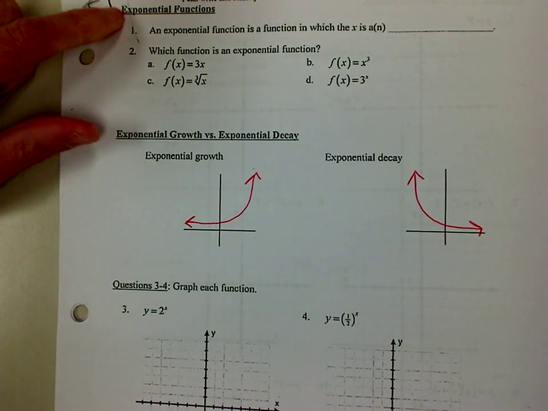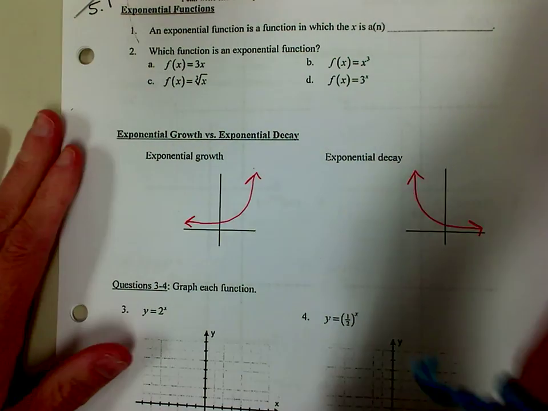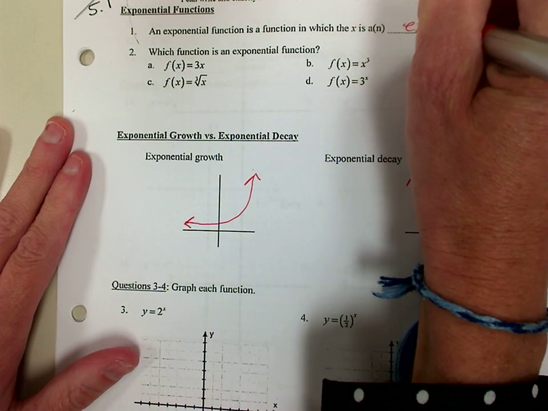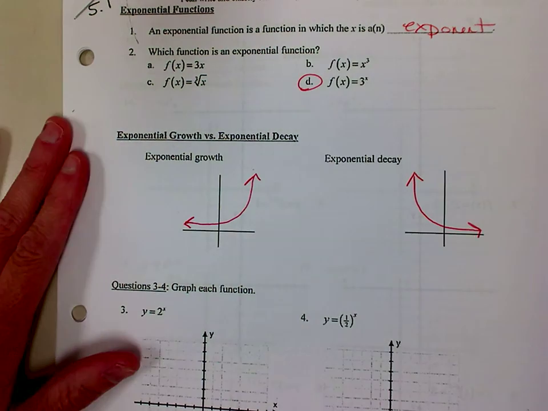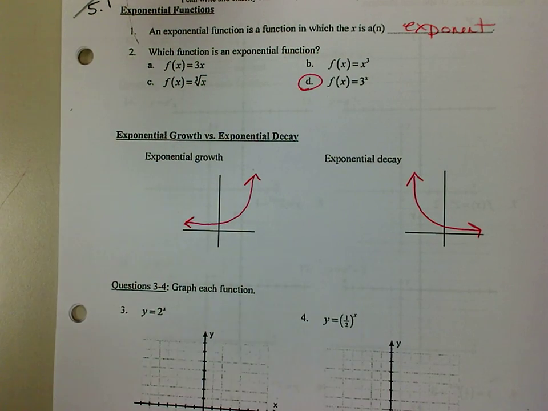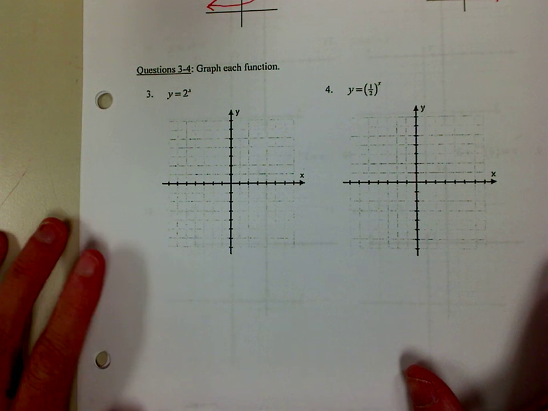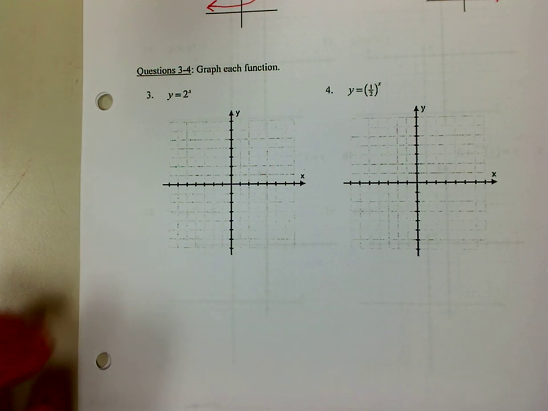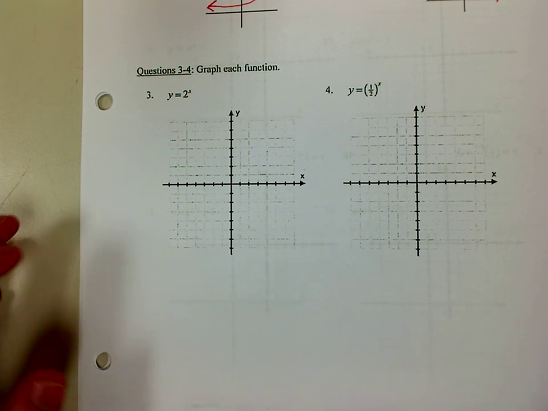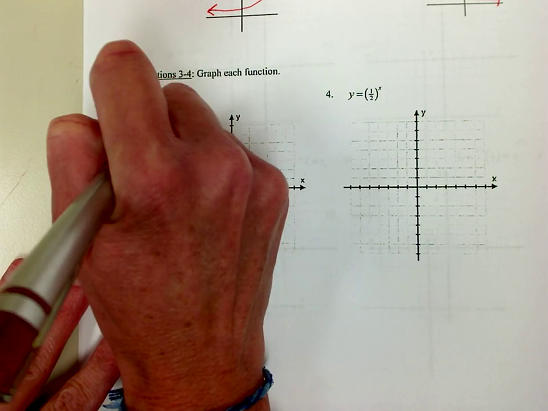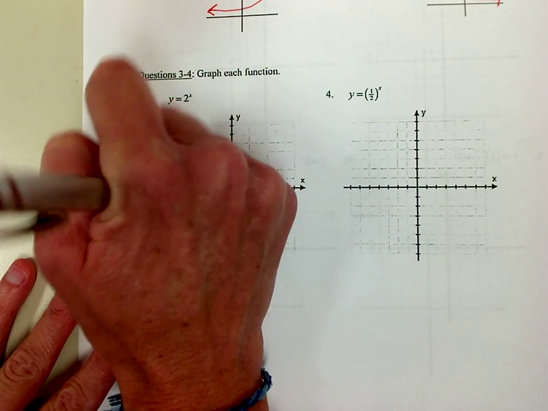So back to number one, an exponential function is a function where x is the exponent. So the example would be something like d, where x is the exponent. When you graph these, the first thing you want to do is see if you can move left, right, up, or down, which I cannot do. I don't have any extra numbers being added or subtracted.